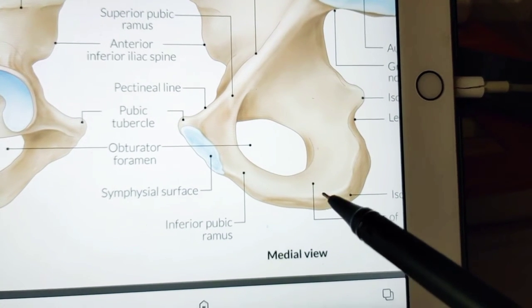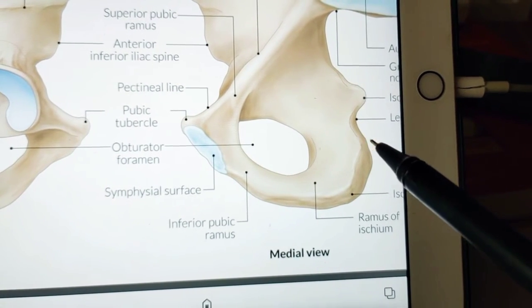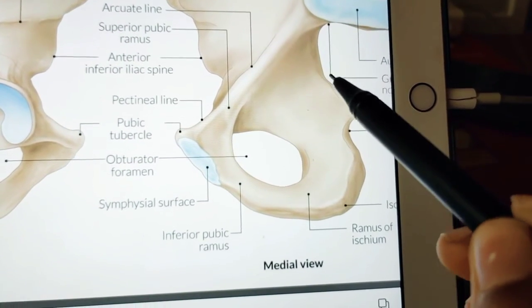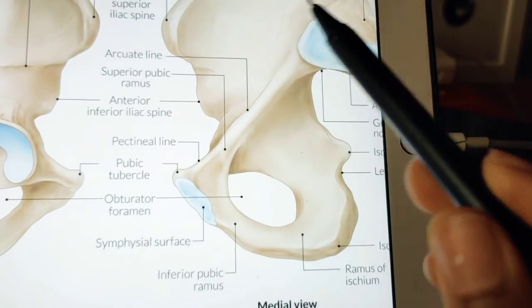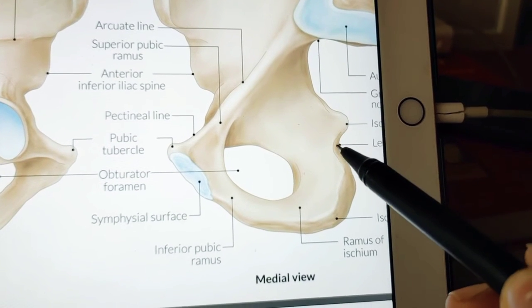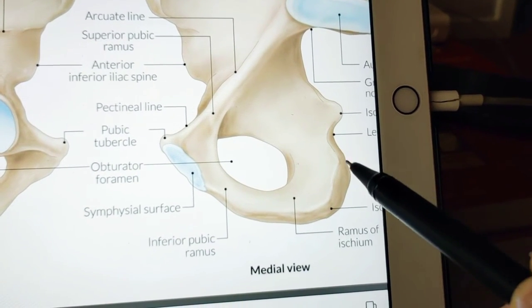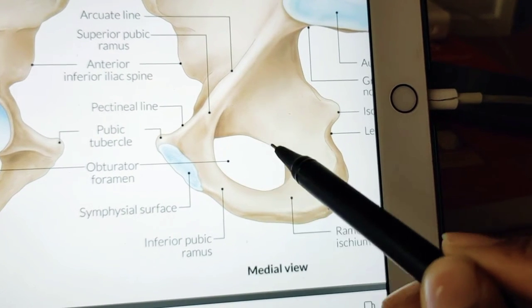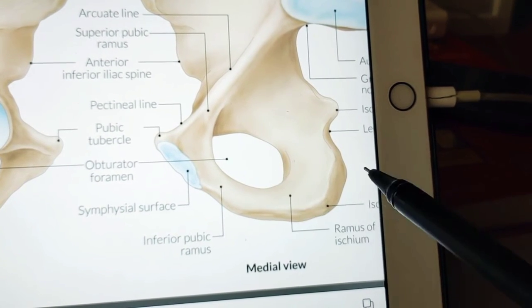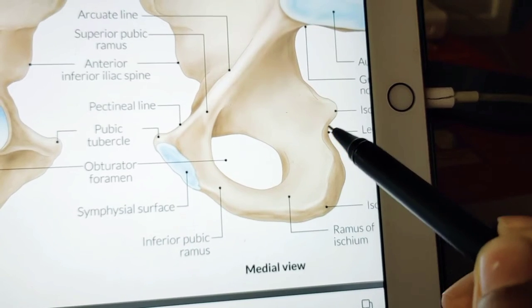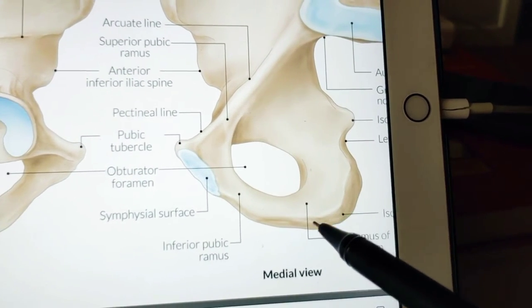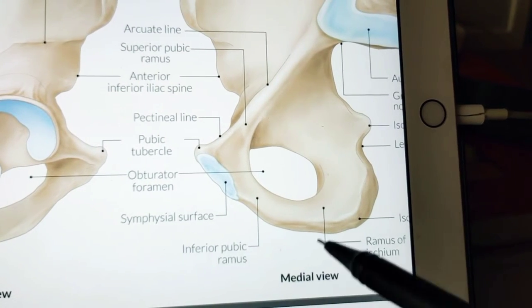Next, come to the posterior border. The posterior border is continuous with the posterior border of the ilium, right? That's what I said before. The posterior border of the ilium is continuous with the posterior border of ischium. So this is the posterior border, this is the anterior border. The anterior border forms the posterior margin of the obturator foramen, and the posterior border is continuous with the posterior border of the ilium, right? So this is about the anterior and posterior border.